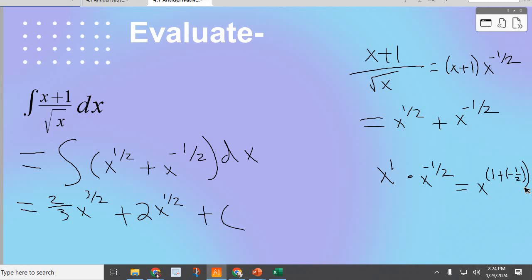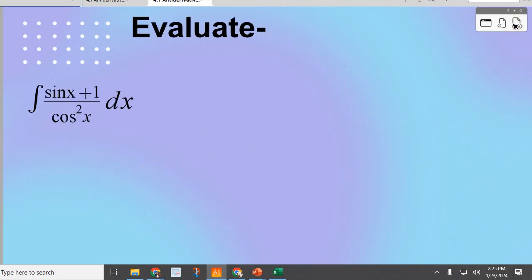If I had left this as x to the 1 half on bottom, I would have been subtracting my exponents, which is the same as 1 minus 1 half. So I still get x to the 1 half. Does that make sense? Yeah. So some of the times we're going to use our power rule. Some of the time we might have to use some of our trig rules.